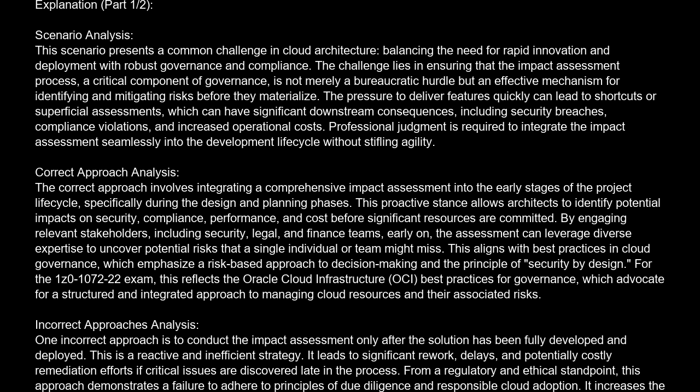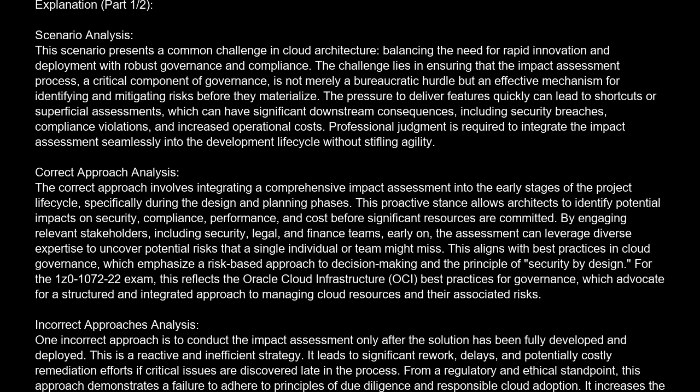The challenge lies in ensuring that the impact assessment process, a critical component of governance, is not merely a bureaucratic hurdle, but an effective mechanism for identifying and mitigating risks before they materialize. The pressure to deliver features quickly can lead to shortcuts or superficial assessments, which can have significant downstream consequences, including security breaches, compliance violations, and increased operational costs.